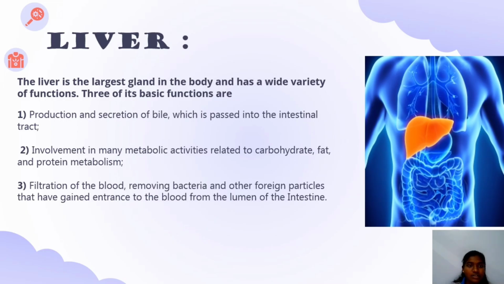Liver. The liver is the largest gland in the body and has a wide variety of functions. Three of these basic functions are production and secretion of bile, which is passed into the intestinal tract, involvement in many metabolic activities related to carbohydrate, fat, and protein metabolism, and filtration of blood, removing bacteria and other foreign particles that have gained entrance to the blood from the lumen of the intestine.